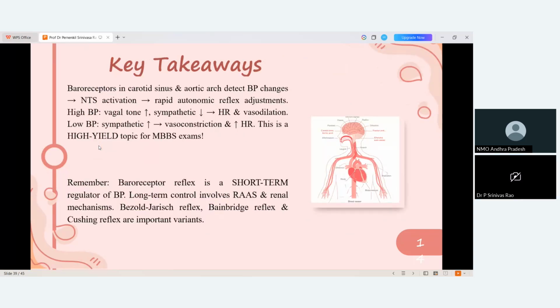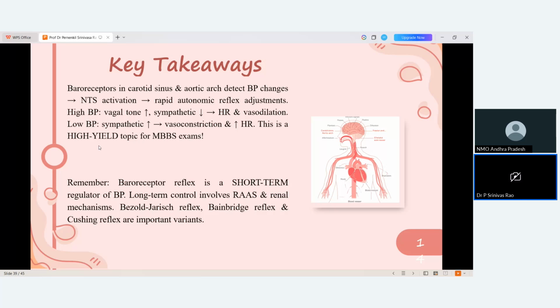So what you have to remember, baroreceptor reflex is a short-term regulation of blood pressure. Long-term control involves the renin-angiotensin-aldosterone system and renal mechanisms.